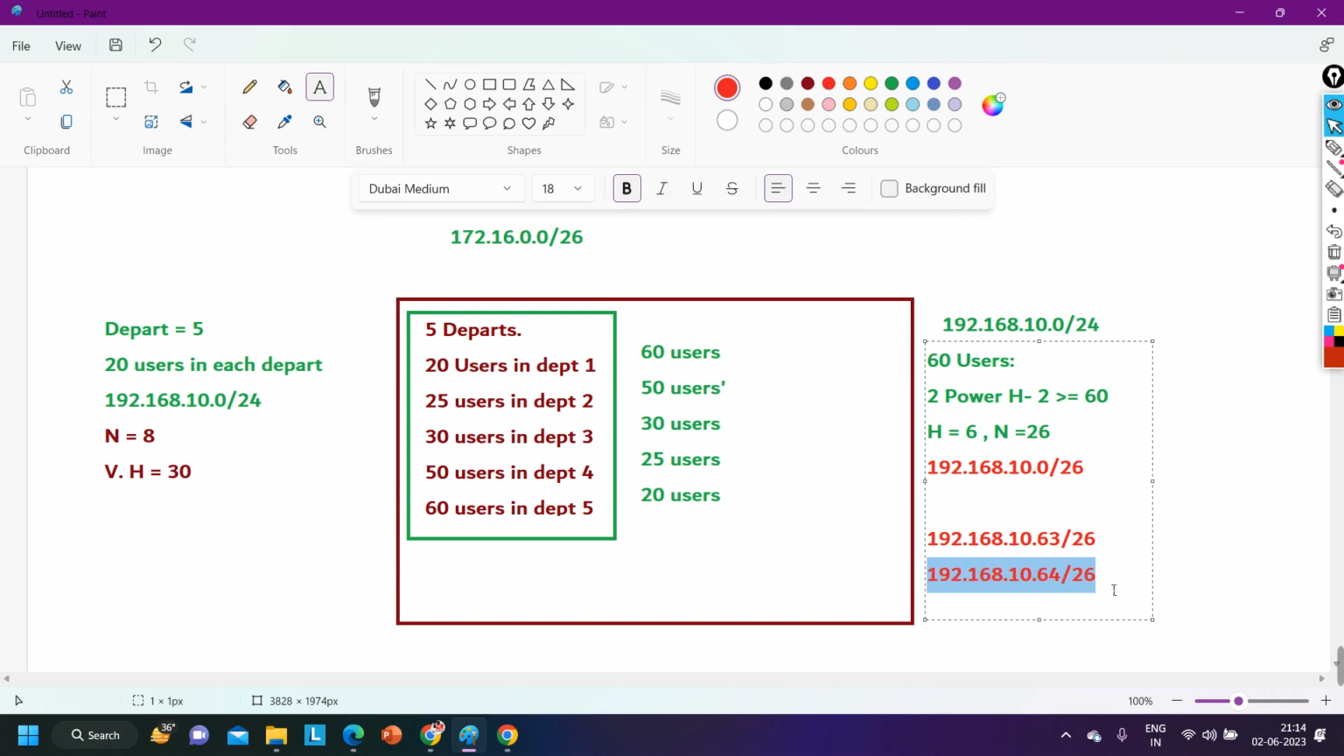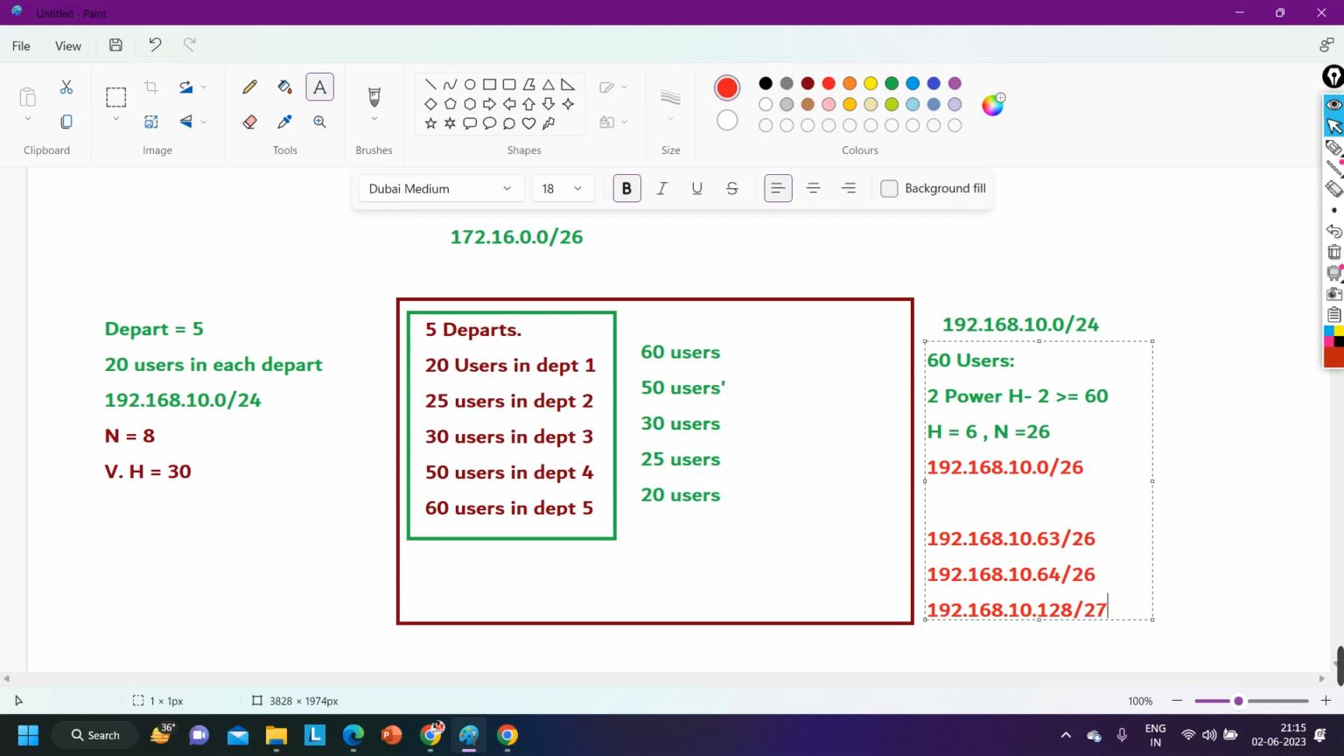For department 2. For department 3, the next network will be 192.168.10.128. For department 3, what should be the slash value? This time you need 30 IP addresses. So 2 to the power H minus 2 should be greater than or equal to 32. Then what should be the value of H? H should be 5. If H is 5, then N will be 27.